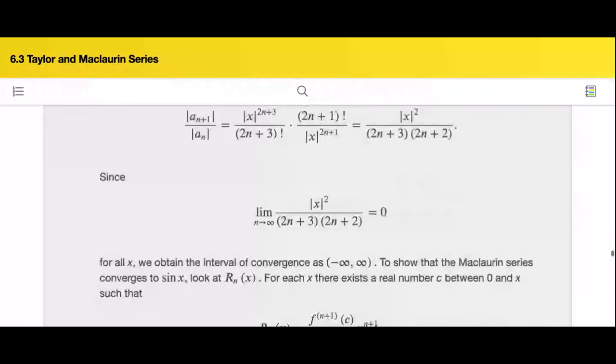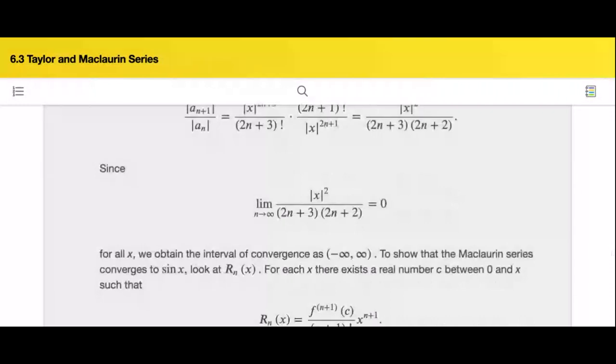And indeed, absolute value of x has nothing to do with n, so we can pull it out of the limit sign. So we just take the limit as n approaches infinity of 1 over the factors involving n. Well, that has to be 0, right? It has to be 0 because the numerator is fixed. The denominator is a function of n. As n grows bigger, the denominator grows bigger. So this remainder goes to 0. So that proves the series converges for all real numbers.